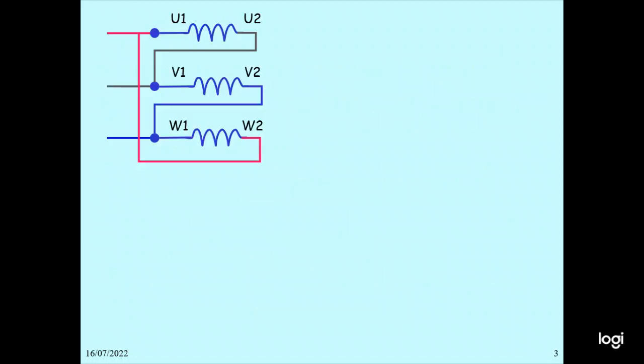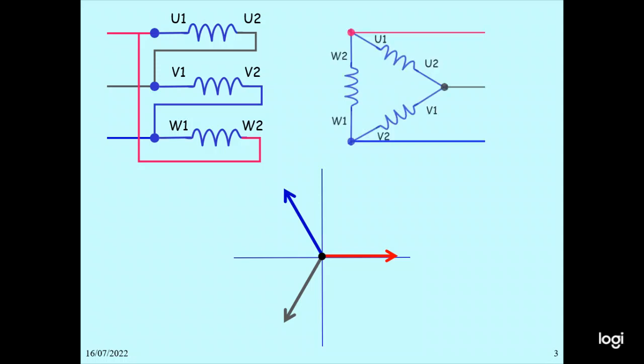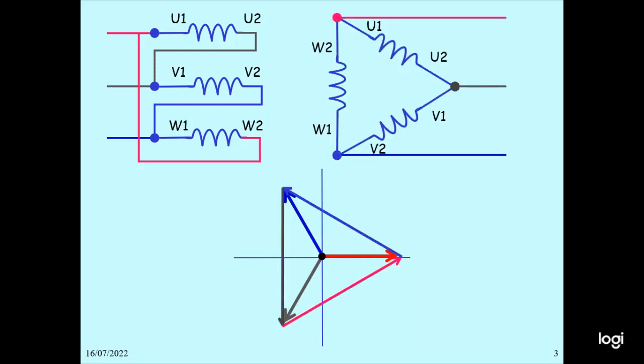So this is a delta connection. In this case, you see U1, U2. U2 is connected to V1, V2 is connected to W1, W2 is connected to U1, and then connected to the supply. This is a delta connection. So this is the three-phase delta voltage, the red, blue, and black voltage, between U1 and U2, V1 and V2. So in this delta connection you can see the delta diagram.